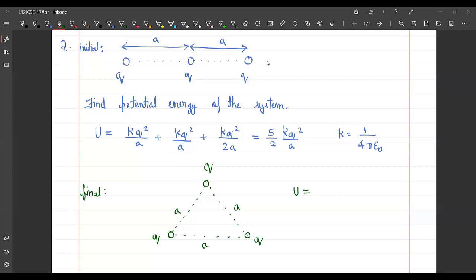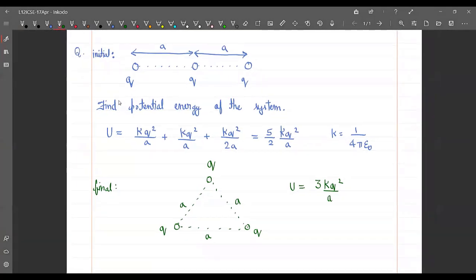What's the value of potential energy here? Rishit, tell me the answer. 3kq square by a. That is correct.